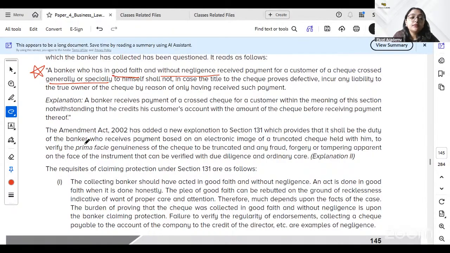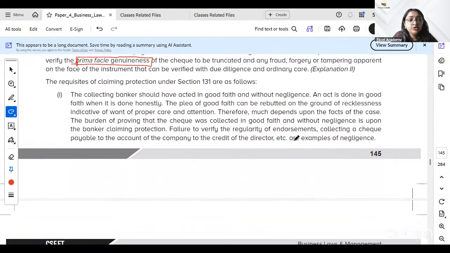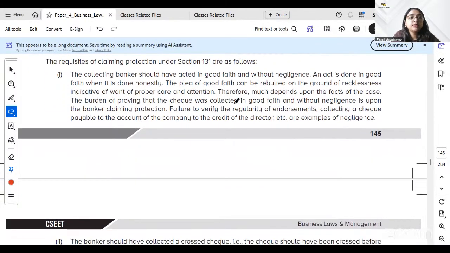Then there's an amendment act which also mentions, as per Section 131, that it is the duty of the banker who receives payment based on an electronic image of a truncated check to verify the prima facie genuineness of the check, to avoid and detect any fraud, forgery or tampering. When do you think your collecting banker can claim protection? They should have acted in good faith without negligence.